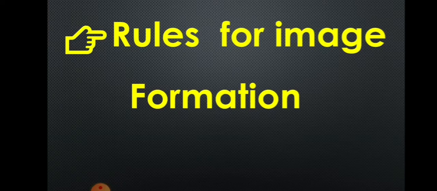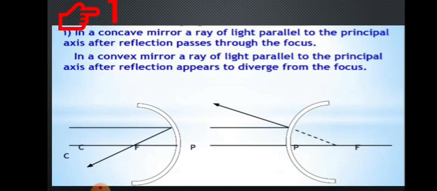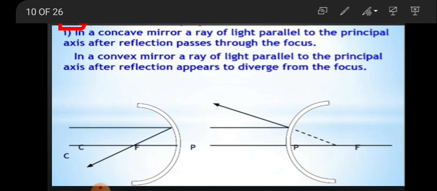Next are the rules for image formation, that is, how to draw images in the case of mirrors. The first rule: if a ray comes parallel to the principal axis, after reflection it passes through the focus.